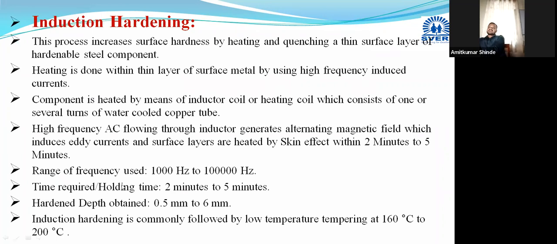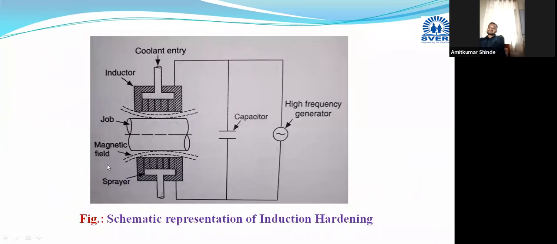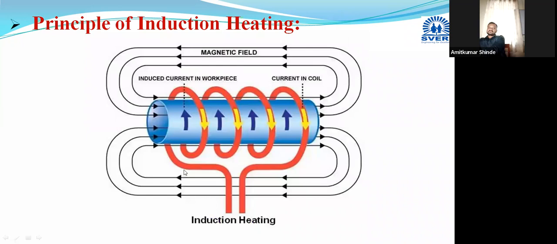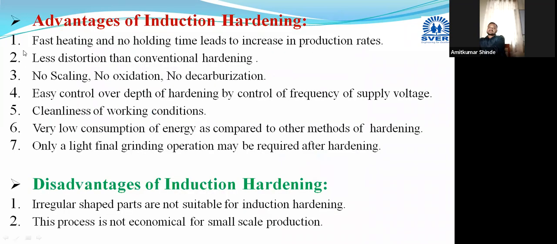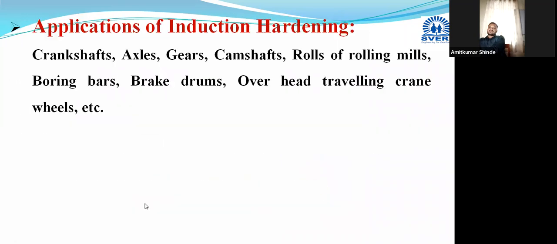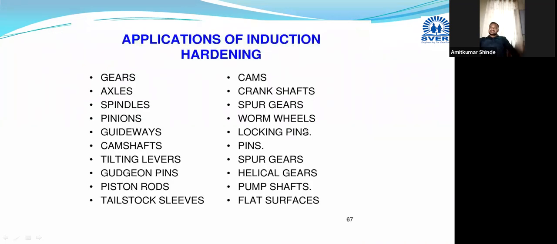In induction hardening, we have discussed its working principle, how the component is heated with the help of high frequency alternating current, with the help of inductor coils, and how the component is heated due to skin effect and by the eddy currents. Then its advantages, disadvantages, and applications we have discussed for induction hardening. In this way, this whole chapter, heat treatment of steel, is completed.